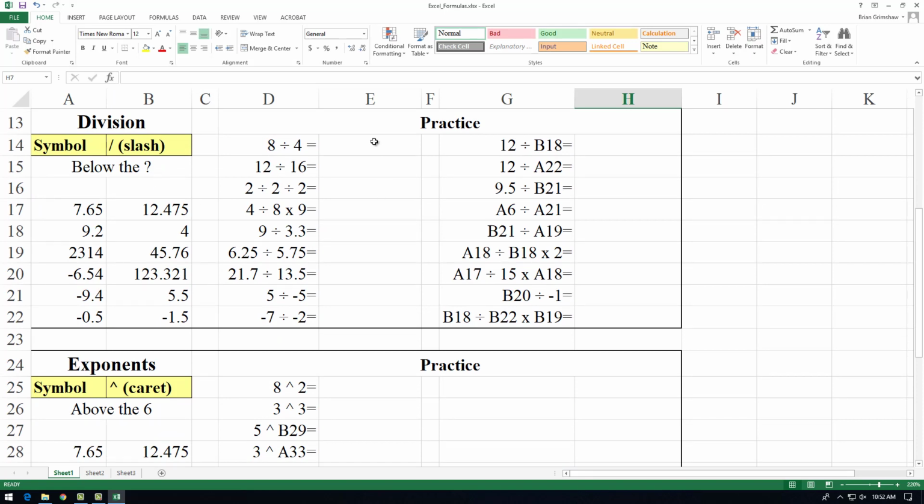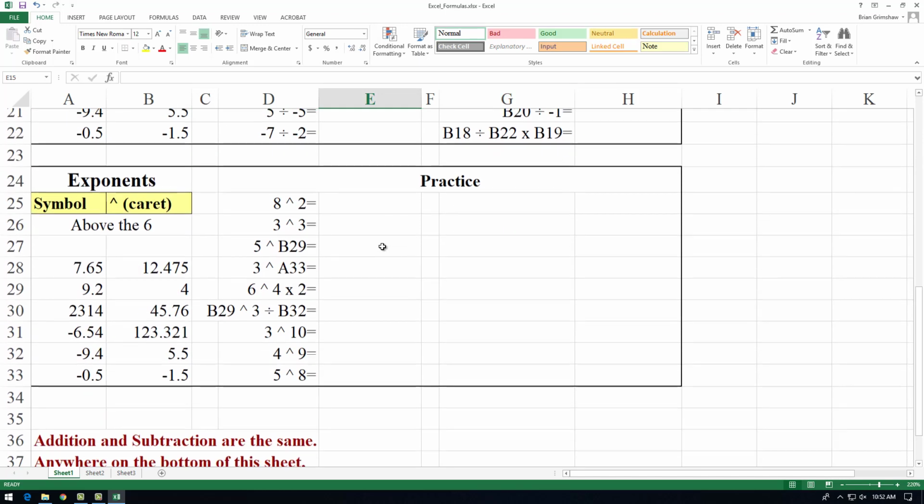Division works the same. I know you're not down here yet, but just notice that the symbol changes. So if I want to do 8 divided by 4, I do an equal sign first, obviously. So I want the computer to do the math for me. I do 8 divided by 4. Notice the division symbol is the slash. It's over on the keypad or underneath the question mark on your regular keyboard. And boom, I get 8 divided by 4, which is 2.